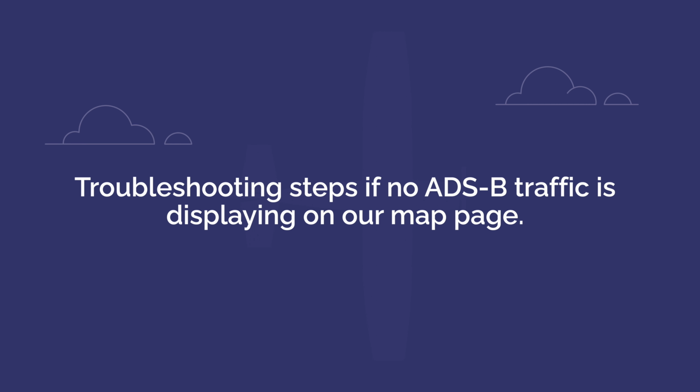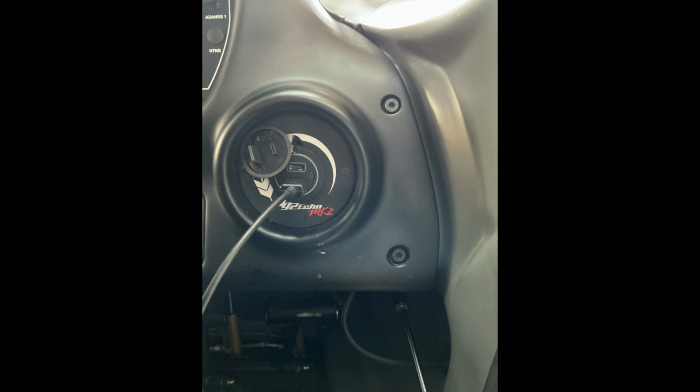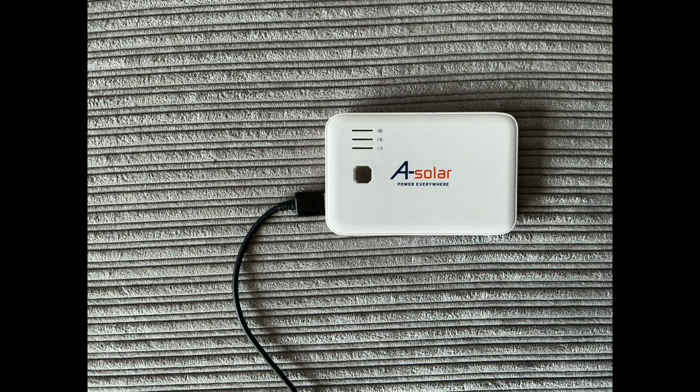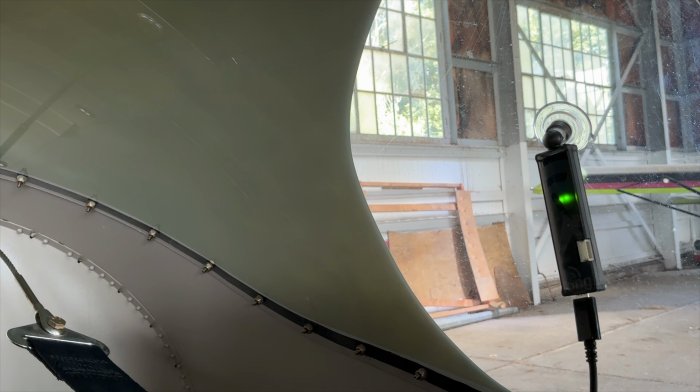Let's look at some troubleshooting steps if we find we have no ADSB traffic displaying on our map page. Our first step is to check that our ping is plugged into a USB port or a power bank and confirming that the green lights are flashing on the ping to ensure that it is powered up.